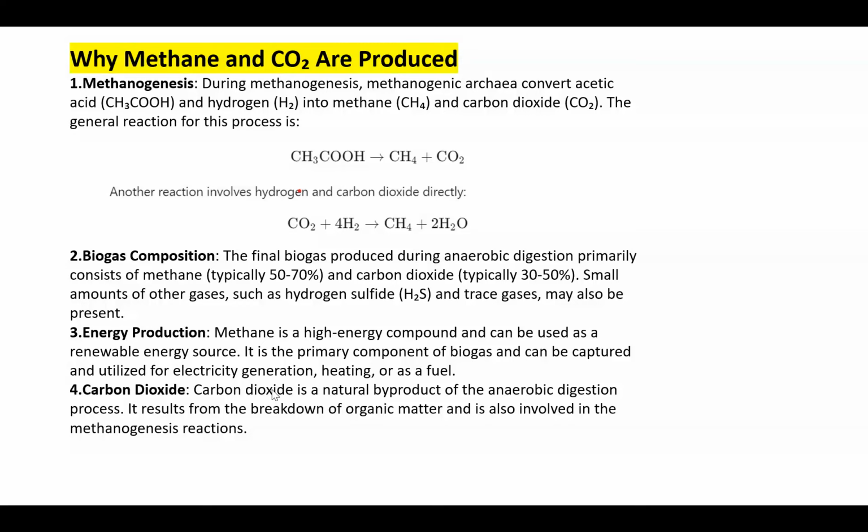Yes, that is there. But when it is at a small scale, it depends on what we give also, right? What we are giving, like the amount of waste that we are supplying.